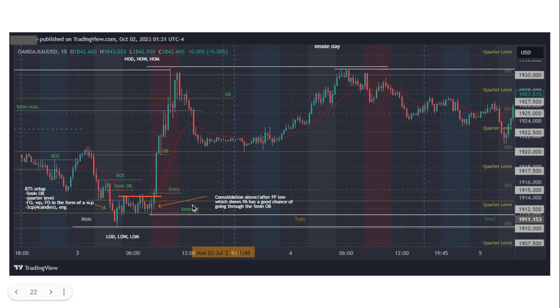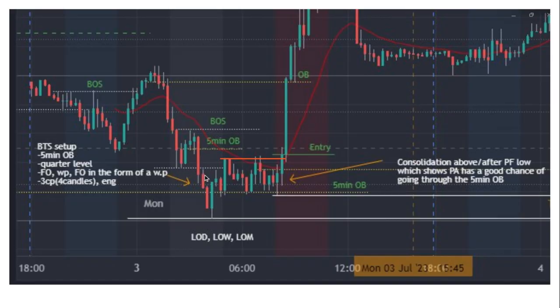Now I'm about to show you a closer look at what's happening here. Please take note of this quarter level right here. This is where price is actually doing all of this movement. So what we see here is a fake out, and with every fake out is a W pattern, and this fake out is in the form of a W pattern. So we have three confirmations so far happening at the quarter level, and then we have a three candle pattern in the form of four candles and then an engulfment of the low bear candle. So we have six confirmations right here.